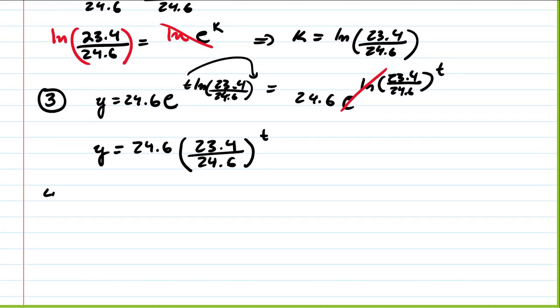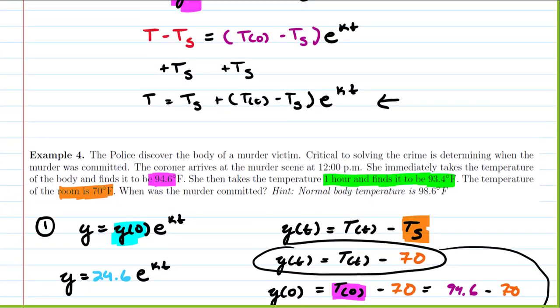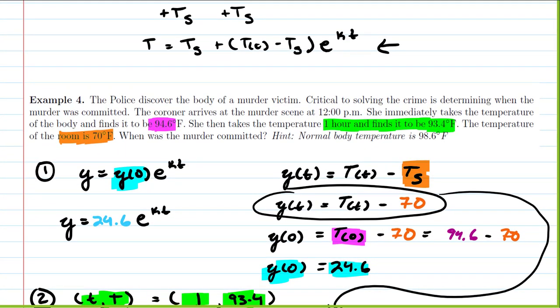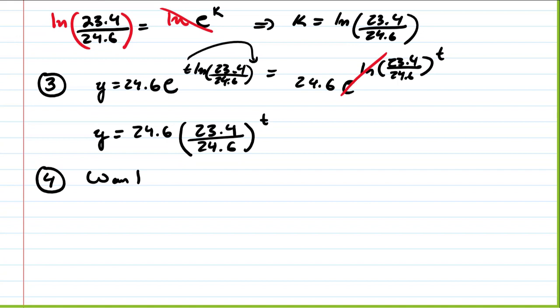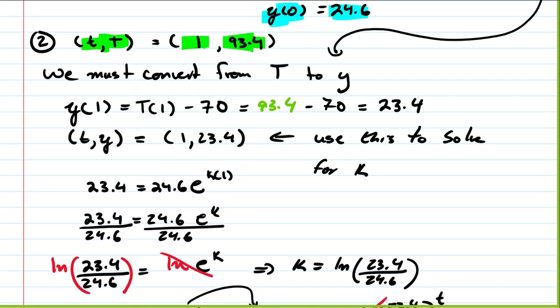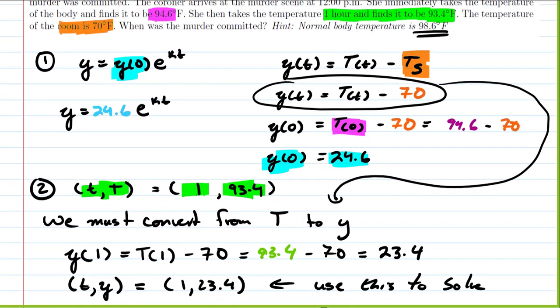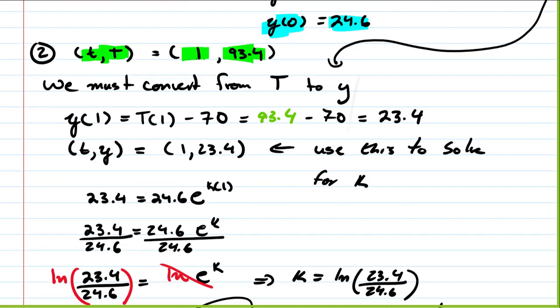And finally, step 4 says, when was the murder committed? And then it gives us the hint, 98.6. So we want little t, sorry, when big T equals 98.6. But we have a bit of a problem. The equation we have doesn't have big T. What does it have in it? y. So once again, we have to use this.